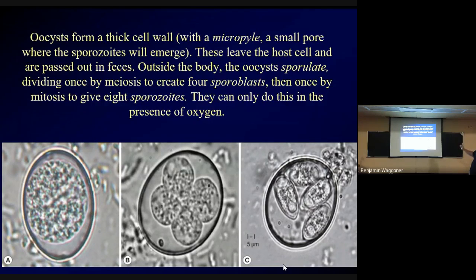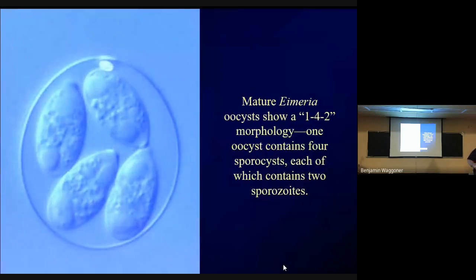Each oocyst contains 4 spores, and each spore contains 2 sporozoites. So that's said to be a 1-4-2 arrangement. And that's typical of genus Eimeria, this 1-4-2 pattern. So there's a mature Eimeria oocyst. Up at the top, that bright spot is the micropyle. That's that little pore that the sporozoites will break out of.